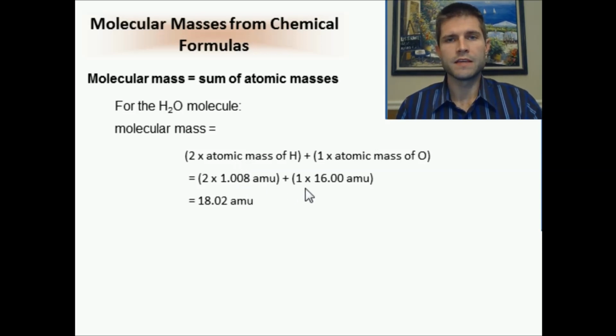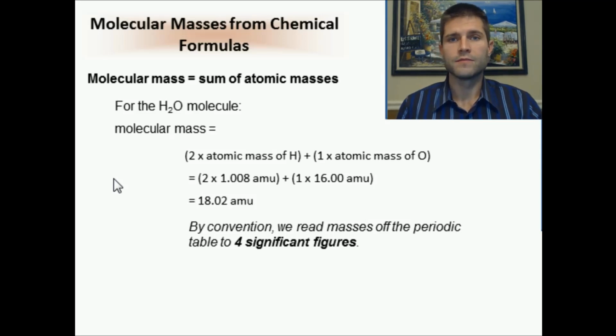If we do the same thing for 1, 1 is an exact number. We multiply it by 16.00. There are 4 sig figs here, but only 2 decimal places. So when we add these 2 numbers together, we end up getting a number that has 2 decimal places, but a total of 4 significant figures. And that's all there is to it.